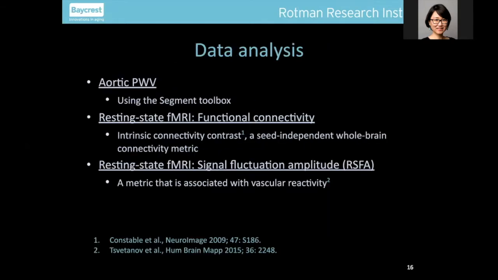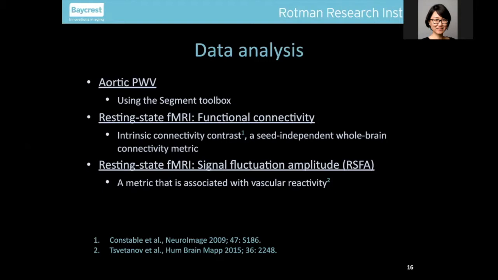And in terms of aortic pulse wave velocity, it was a standard toolbox called segment. Functional connectivity, this is sort of worth a little bit of mention. We did not look at network-specific connectivity. Instead, we looked at network or seed independent connectivity. This is a metric called the intrinsic connectivity contrast.